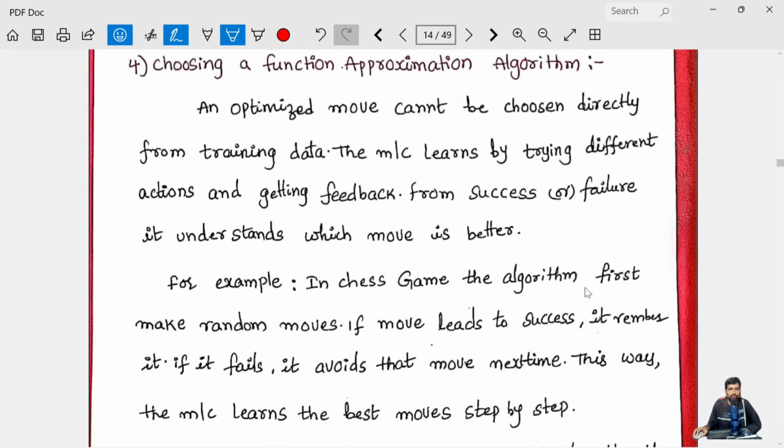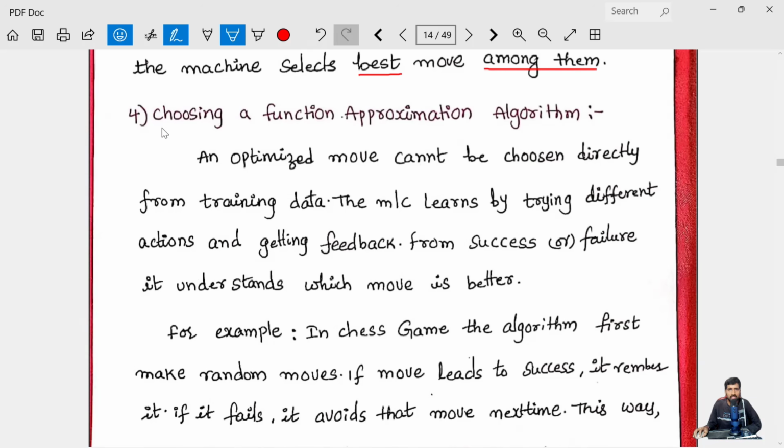Now we go for the fourth one. This is called choosing a function approximation algorithm. So what is the meaning of function approximation algorithm? An optimized move cannot be chosen directly from the training data. The machine learns by trying different actions and getting feedback. So what is going to happen in choosing the function approximation algorithm? It depends on getting the feedback.